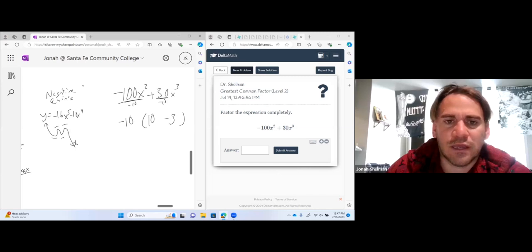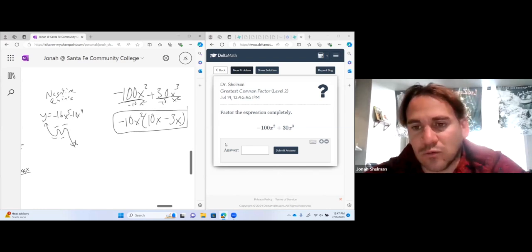What do these have in common? They have x squareds in common. So we're going to divide this by x squared, divide this by x squared. This is going to be x, and 3 minus 2 is 1. We did it. I just wrote the problem wrong the first time.